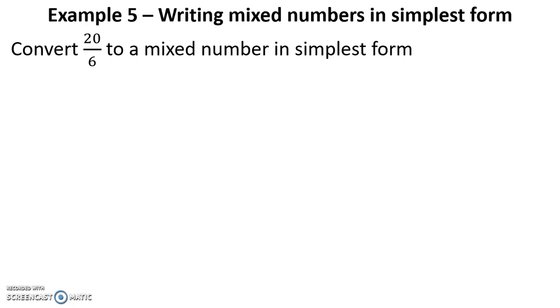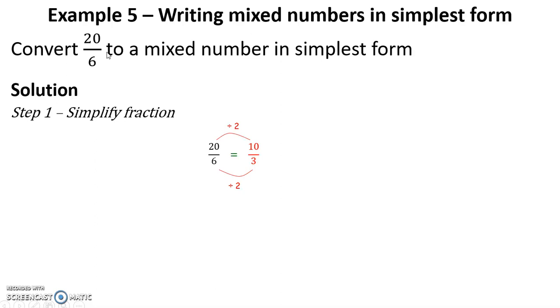Example 5, writing mixed numbers in simplest form. So now it wants me to convert to a mixed number in simplest form. So what is the process that I'm going to do? This is something I want you to copy. It's a two-step procedure. Step 1, we need to simplify the fraction. If you remember, simplifying a fraction means that I divide my numerator and my denominator by the highest common factor of both of these numbers.